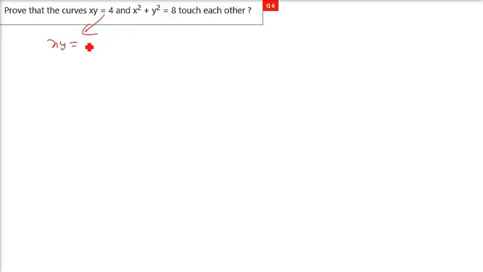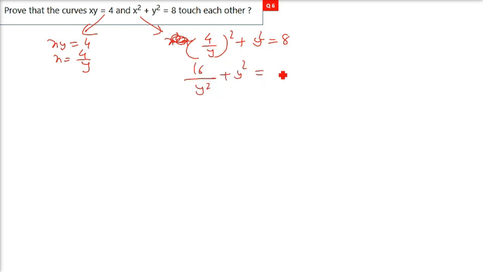xy is equal to 4, so x equals 4 by y. You can write x equals 4 by y. And please remember that these intersection points will indicate that these two curves are touching each other. So 4 by y has to be kept here. It will be 16 by y square plus y square equals 8. Now multiply everything by y square. 16 plus y raised 4 equals 8y square. So I'm just solving for y.